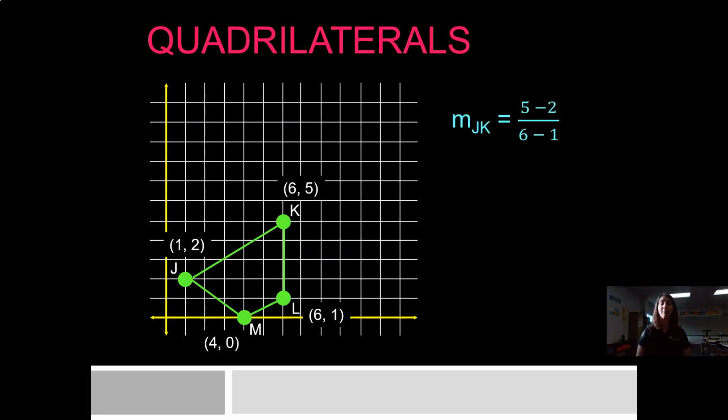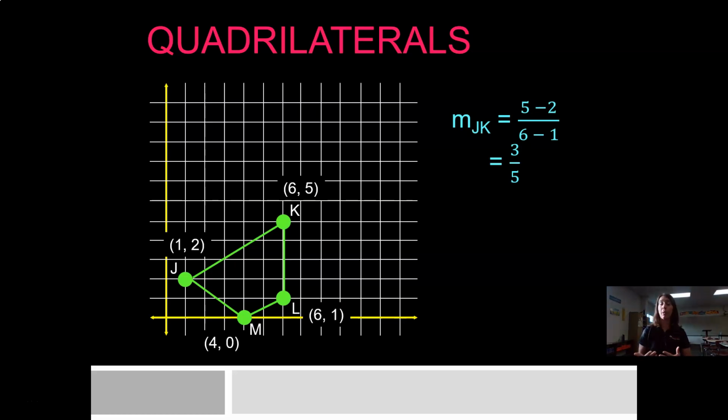So I began at the top going from J to K. Again, in my picture, I went from right to left as I filled in the formula. So the y's that I see are 5 and 2, and the x's that I see are 6 and 1. 5 minus 2 is 3, and 6 minus 1 is 5. So the slope going from J to K is 3 over 5.